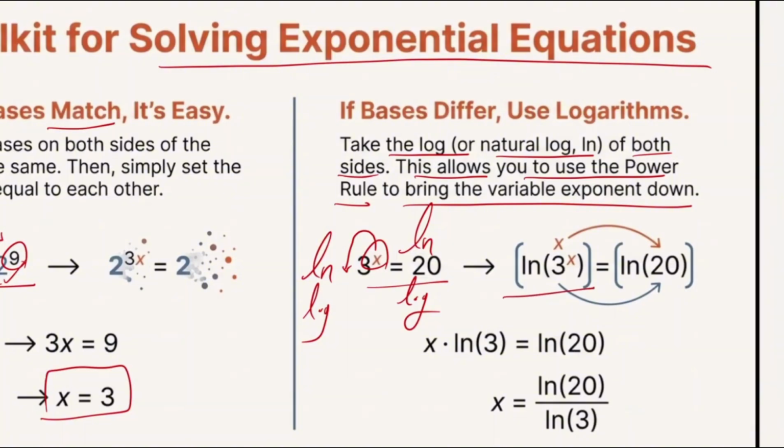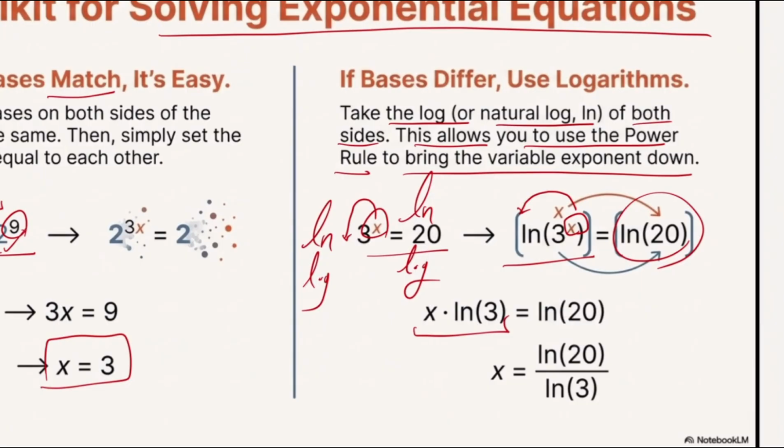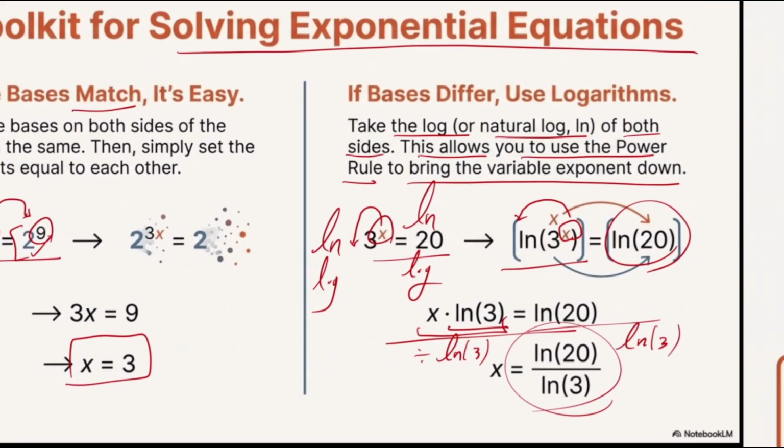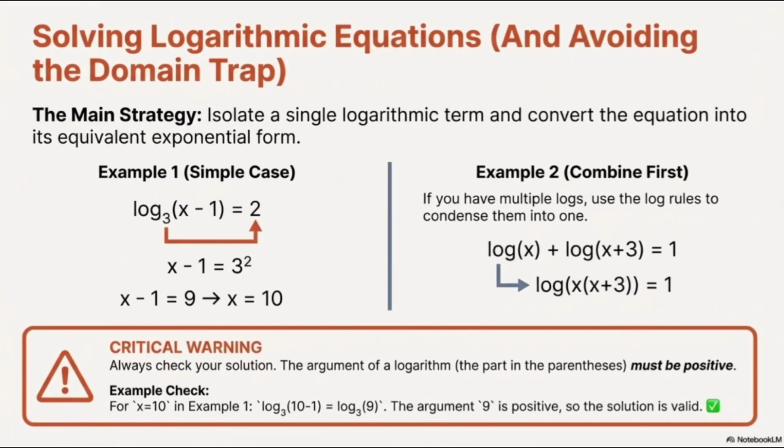So ln of 3 to the power x, as we know based on the power rule, I can move the x to the other side. So I can write it down as x times ln of 3. ln of 20 is just a number, whatever number that is. So I have to get rid of this ln 3. It means that I have to divide both sides by ln of 3, and then I have something like that. That would be simple. Use a calculator and you can find your answer. It's as simple as that.